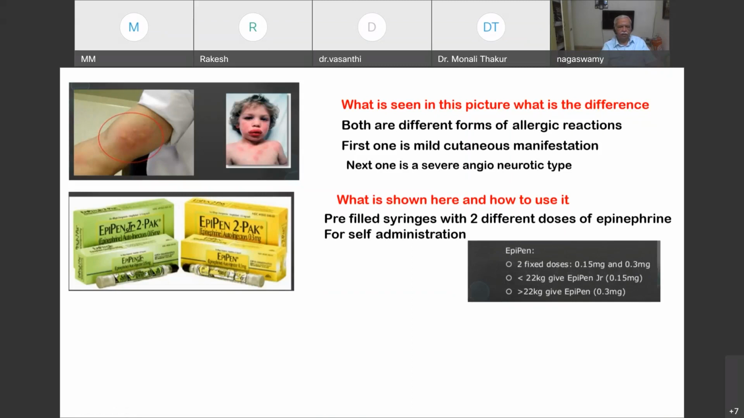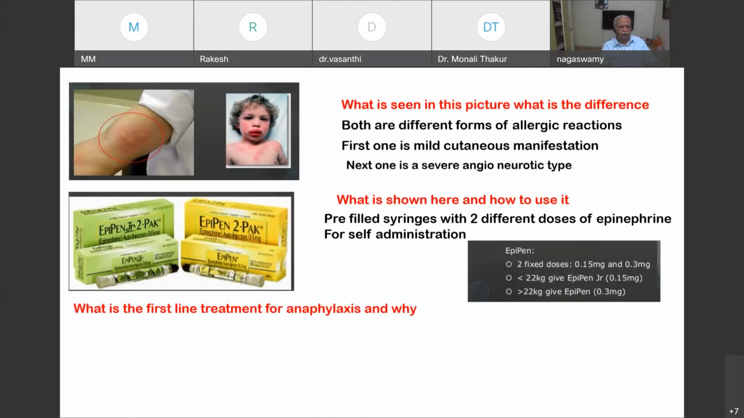So this is called EpiPen. 2 doses are there, 0.15 and 0.3. Less than 22 kg, you have to give 0.15. More than 22, you have to give 0.3. And that can be given as a subcutaneous injection.